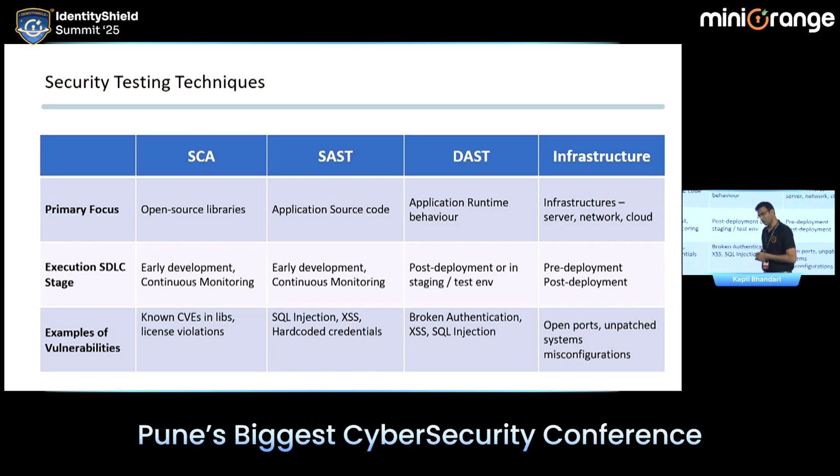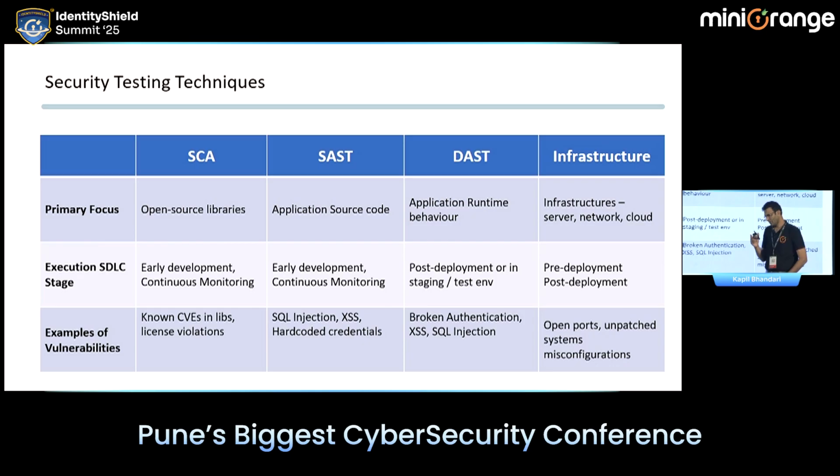So open source frameworks are very good to use, but at the same time, you need to ensure that you are using an open source version which is vulnerability free. And that's where software composition analysis comes into the picture, right? It will identify all the open source libraries which your application is using, and it will tell you that this library has these vulnerabilities.